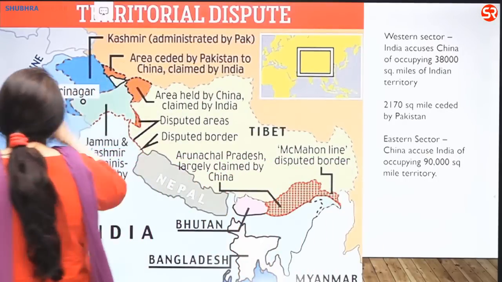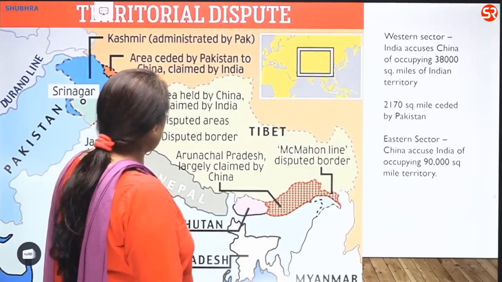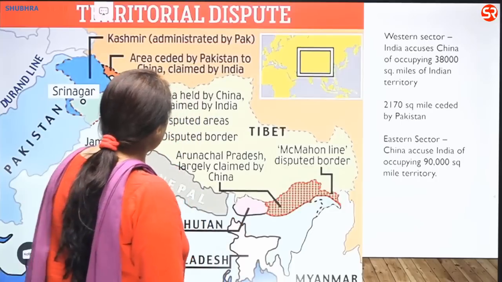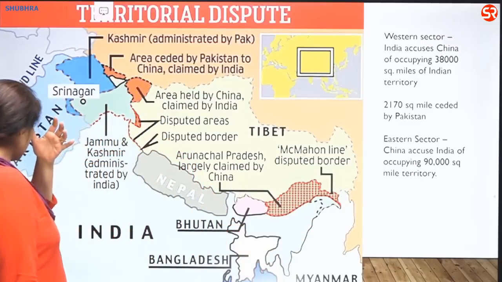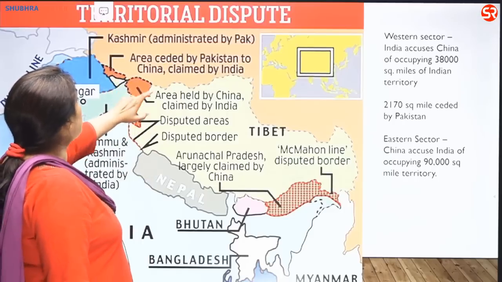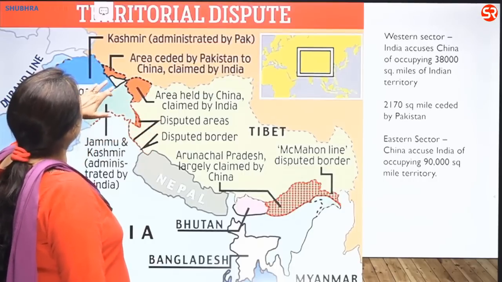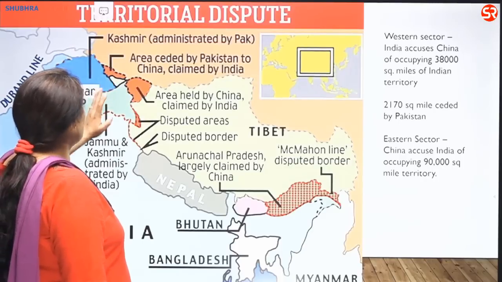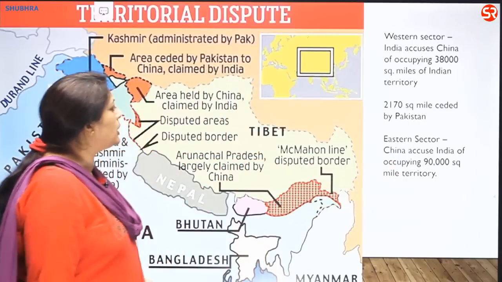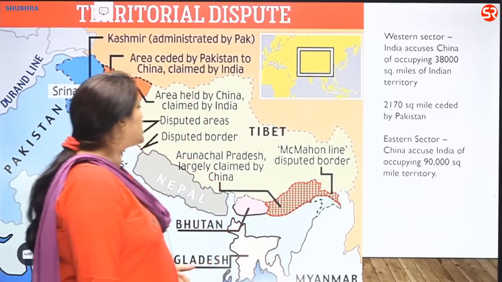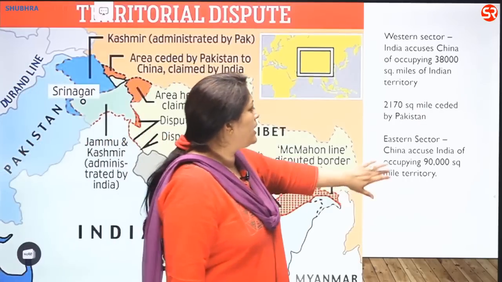Now, this is the map of the territorial dispute. You must all be knowing it, but it makes sense to go through it. This part is the McMahon Line and Arunachal Pradesh. Now, China is claiming the entire Arunachal Pradesh. This is the Aksai Chin region, area held by China. This is the region ceded by Pakistan to China. This is POK. This is our Siachen Glacier, and these are disputed areas. So China accuses India of occupying 90,000 square miles of territory in the eastern sector. India accuses China of occupying 38,000 square miles of Indian territory.